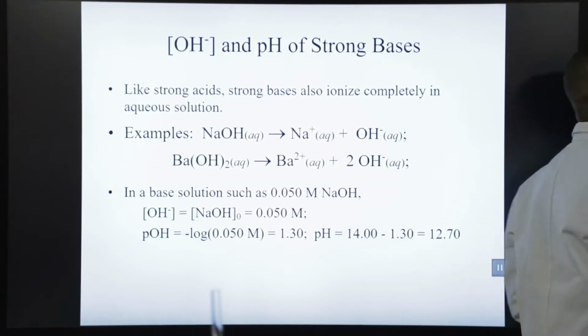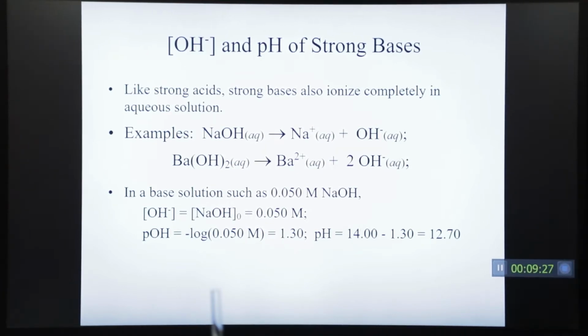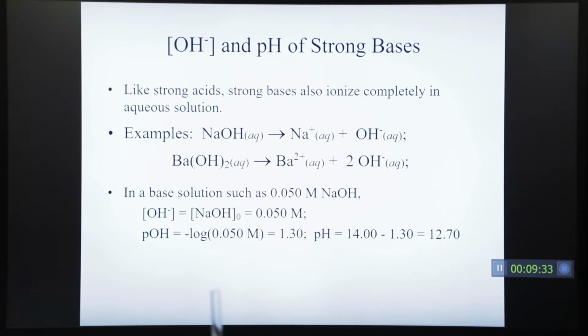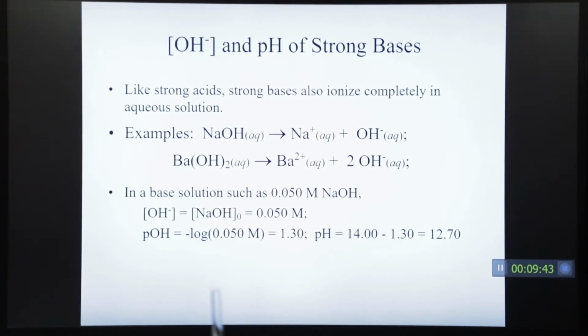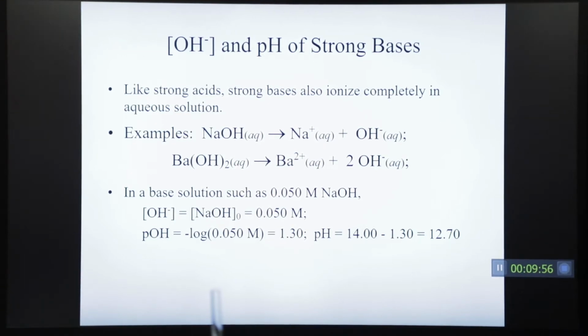But this is pOH, not pH, and we know that pH plus pOH gives us 14. So we want pH, we're going to make pH the subject of the formula. pH is equal to 14 minus pOH. We just found out that our pOH is equal to 1.30. So pH is going to be equal to 14 minus 1.30, which gives us 12.70.